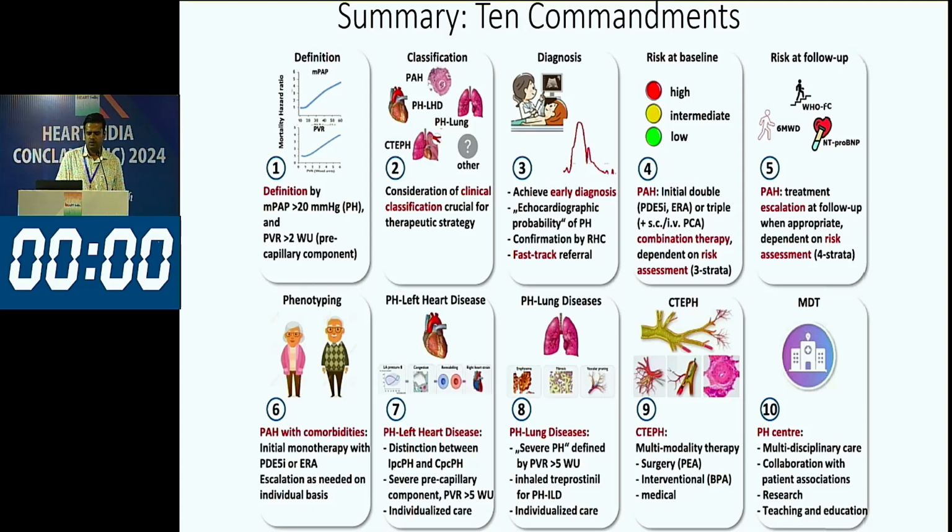Before starting the treatment, always risk stratify the patient into high, intermediate and low group. Treatment is according to the risk stratification. In all other groups, treatment should be according to the disease like left heart disease or lung disease. First underlying pathology should be treated. And the only treatable form is chronic thromboembolism patients. In those patients, always try to diagnose and treat those patients timely.